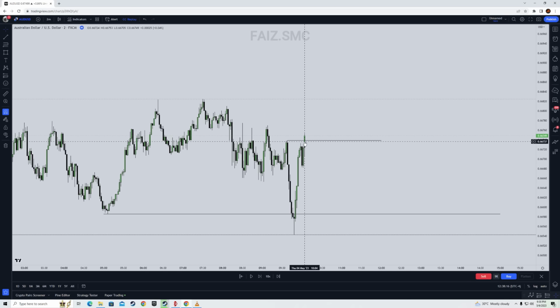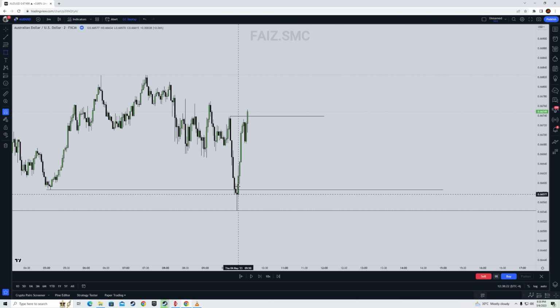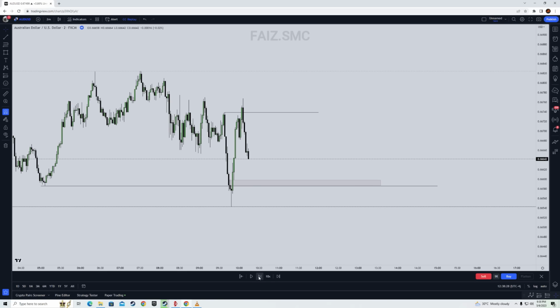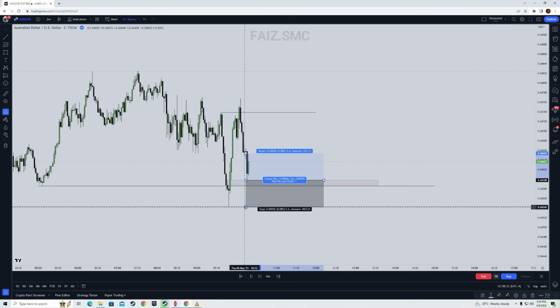You can see we have a break of market structure, a market structure shift, right here during kill zone hours. That is beautiful. And then we have this fair value gap right there. So you can clearly see. Let's see if price comes back into our POI. It does. Let's go long here, put our stop right below this low here. Let's target this level right there, and let's see how this plays out.